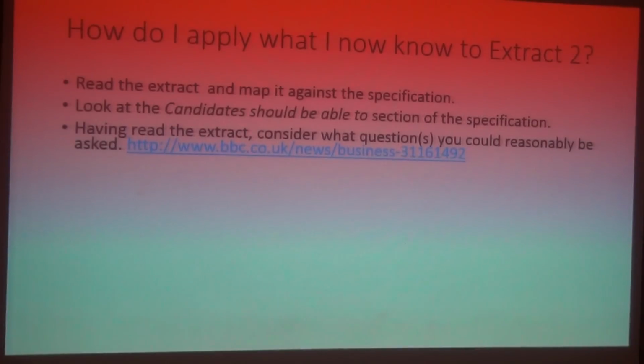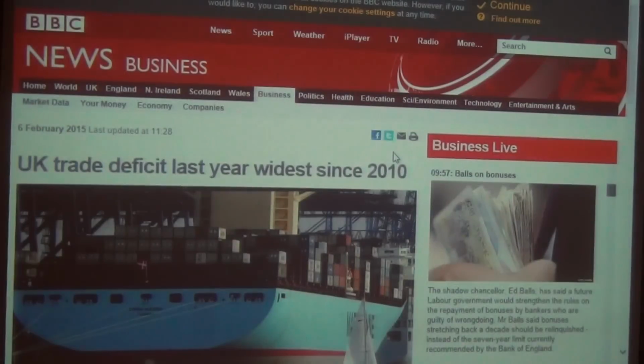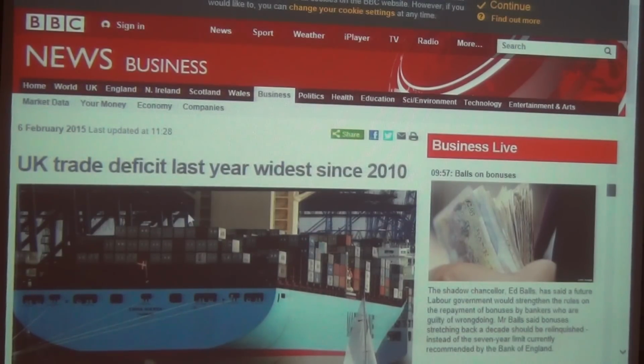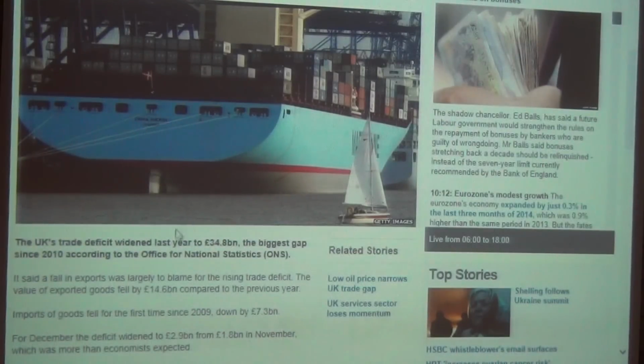Once again, the thing to do is to read the spec and to try and map the extract material against the specification. It's also worth noting this is a little newspaper article just published about 10 days ago, just giving the most up-to-date UK trade deficit number. So 2014, 34.8 billion, the biggest gap since 2010, sort of reinforcing that data that we have in extract 2 of the pre-release material.